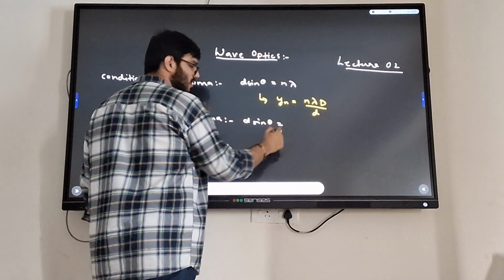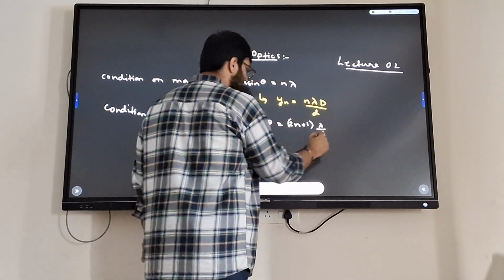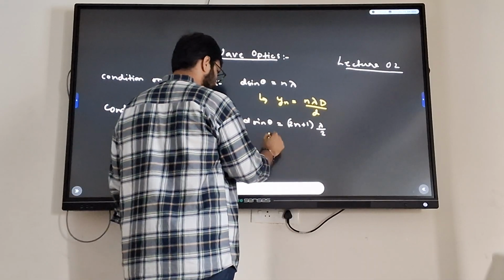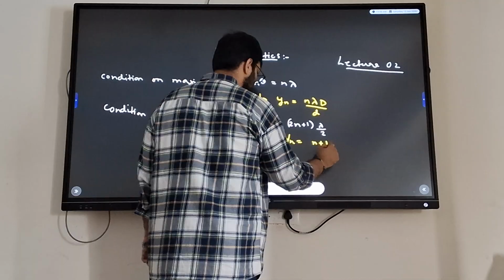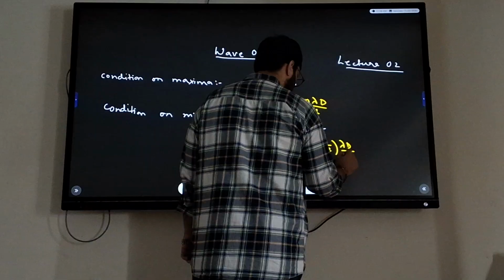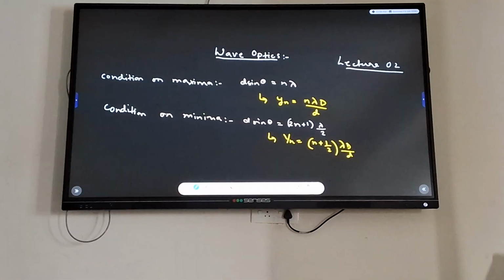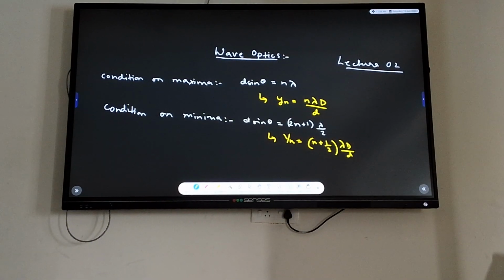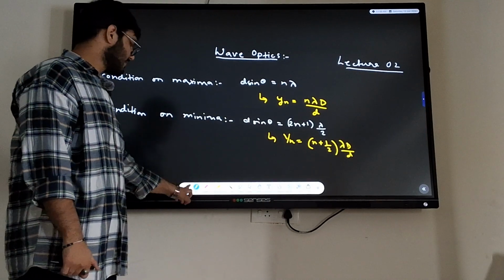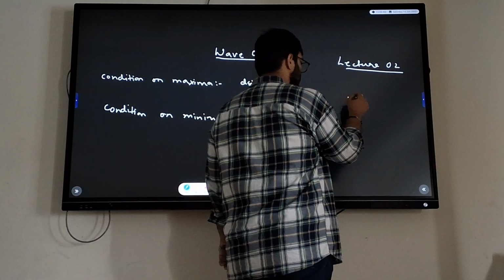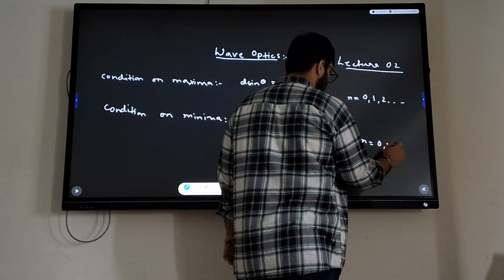d sine theta was an odd multiple of lambda by 2. And then we found a condition, capital Yn was, I think, n plus half lambda D by small d. In both of these conditions, from where does the n start? For both of them it starts from 0: 0, 1, 2 and so on. Here also 0, 1, 2 and so on.